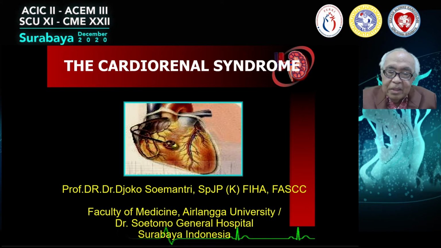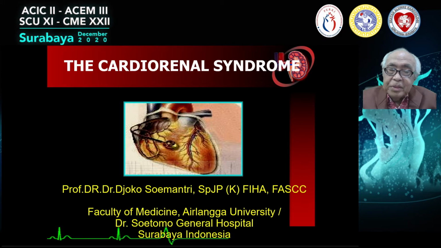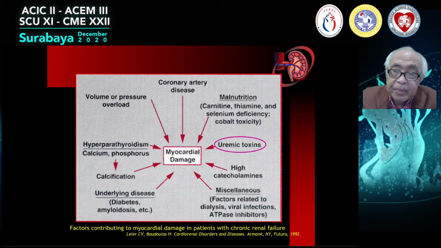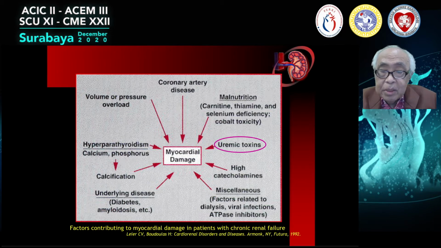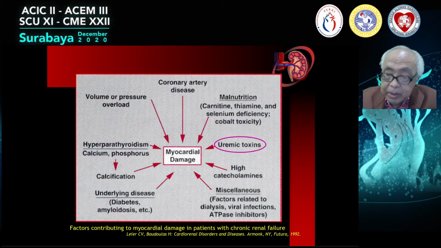I'll continue my presentation from this morning. I'll talk about the cardiorenal syndrome. It's a very important syndrome. We should know about that. Not only the uremic toxin will damage the myocardium, but all of the material or situation in the renal conditions can make myocardial damage also.